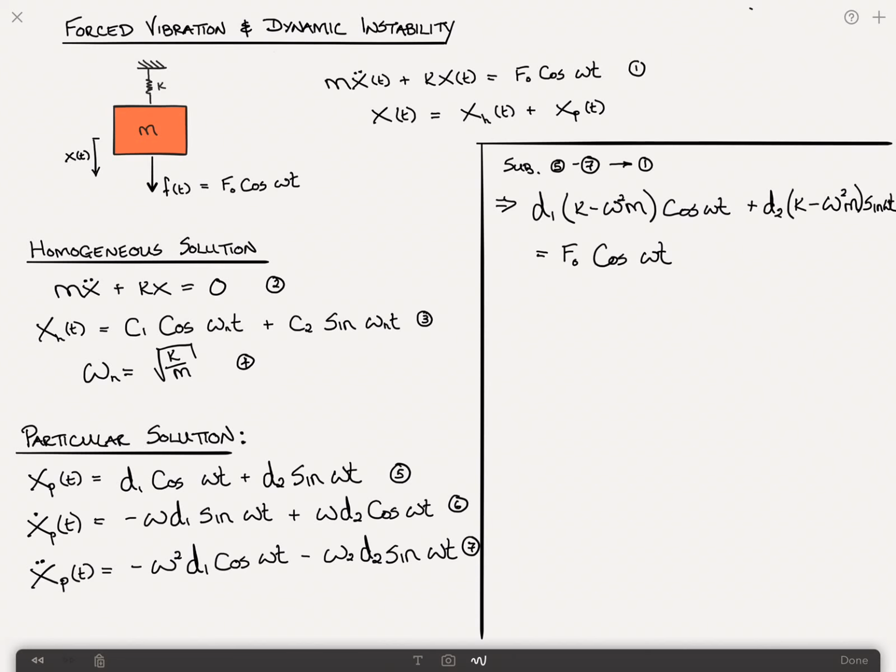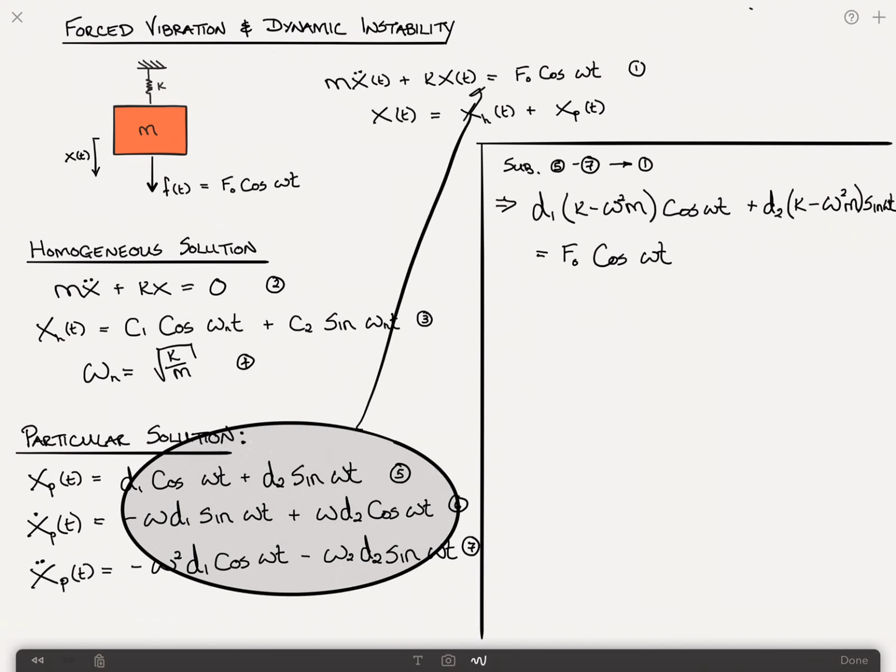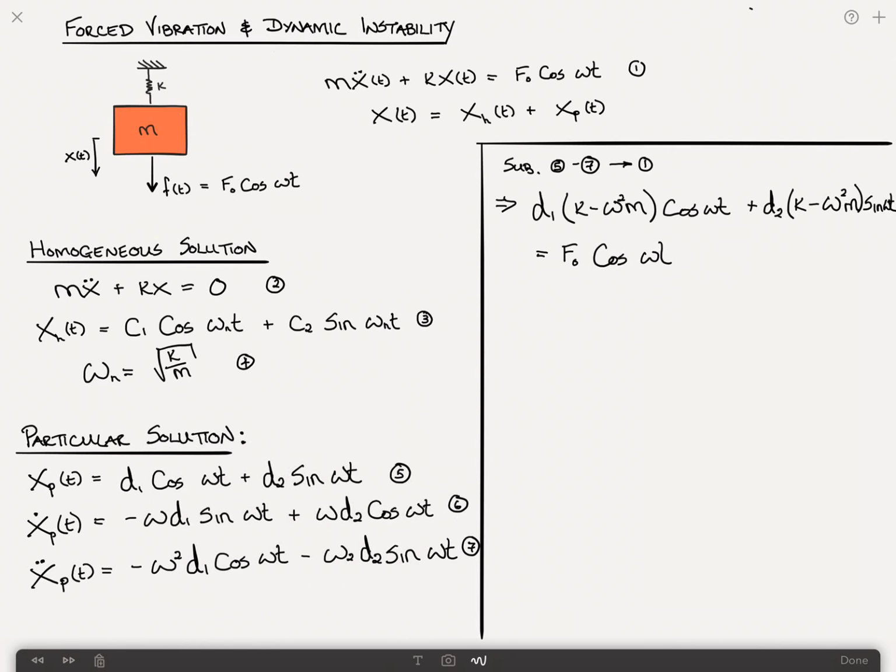So all I've done is I've substituted this into equation 1, and then I've grouped it. I've grouped everything that's multiplying d1 and everything that's multiplying d2. Okay, and now when we look at the method of undetermined coefficients, on the left-hand side we have a sine term. On the right-hand side we have no sine term, so the coefficient on the right is 0. So what does that mean?